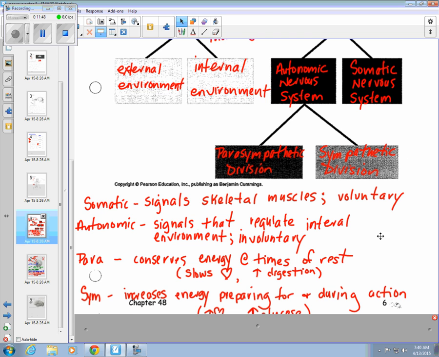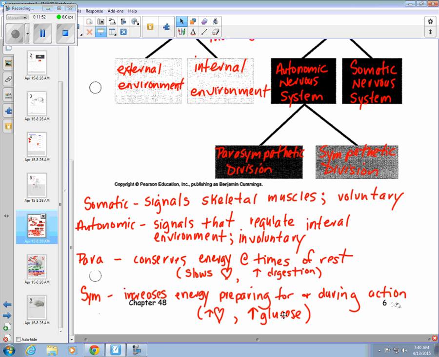Whereas the sympathetic division is going to increase energy, getting ready to move around, or this is happening during the day when you're awake, when you're very active. It's going to increase your heart rate and increase the glucose level that's in your blood so that there's more glucose available for cellular respiration to happen in your cells. So they are both part of the autonomic nervous system. You don't have to think about those things in order for them to happen. Your body just does it for you.